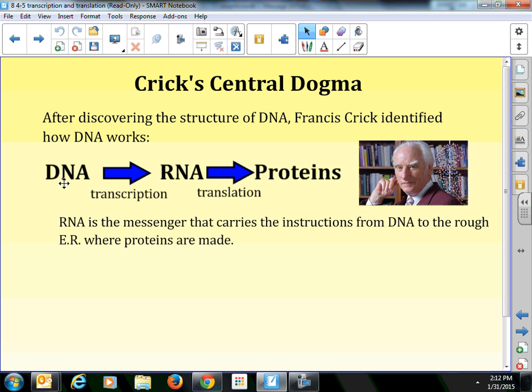He called this process of going from DNA to RNA transcription, and the process of going from RNA to proteins translation. One thing he found is that RNA is the messenger. It's the go-between between the DNA and the proteins. And the proteins, of course, are made in the rough ER out in the cytoplasm, and the RNA is the messenger that carries the message to that place.